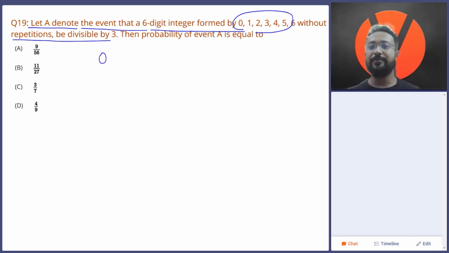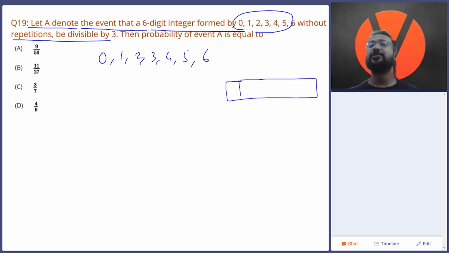So basically they are saying A is an event that a 6-digit integer is formed by these digits. We have the integers 0, 1, 2, 3, 4, 5, 6, so basically we have 7 integers, and we want to create a 6-digit integer from those 7 integers. 1, 2, 3, 4, 5, 6. So we want to create a 6-digit integer using those 7 digits.